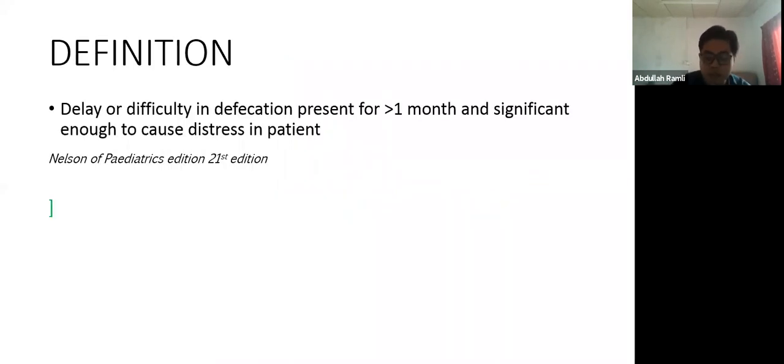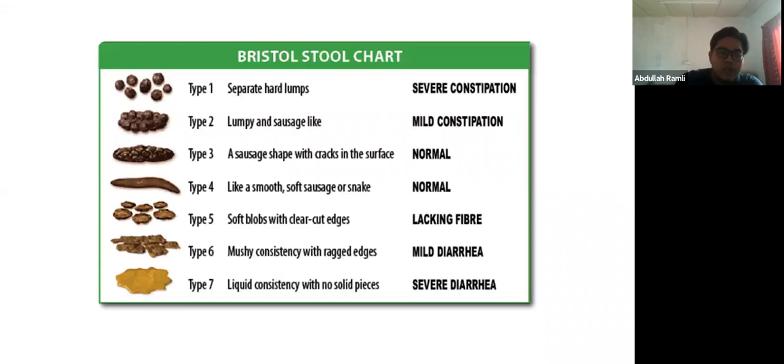Okay, so I'm going to talk a bit about chronic constipation. The definition from the Journal of Pediatrics: it is defined as a delay or difficulty in defecation present for more than 1 month, and significant enough to cause distress in patients. Okay, next. So over here I include this stool chart, which can act as a guide for you to ask the patient to describe the stools, which kind is constipation and what kind is normal. So I hope you can remember this stool chart. Okay, next.